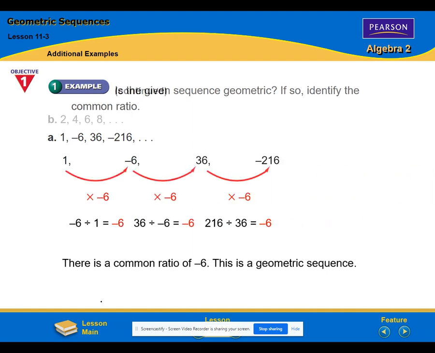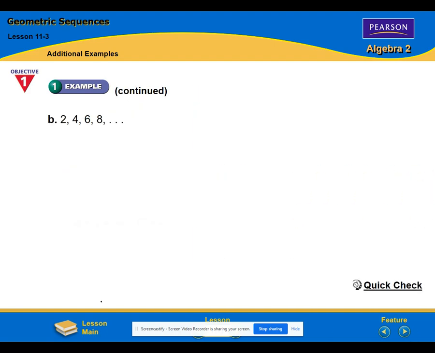What about this one? 2, 4, 6, 8. Well, to get from 2 to 4, you could multiply by 2. To get from 4 to 6, you do not multiply by 2. In fact, 2, 4, 6, 8 is an arithmetic sequence that's going up by 2 consistently. There is a common difference of 2. There is not a common ratio.